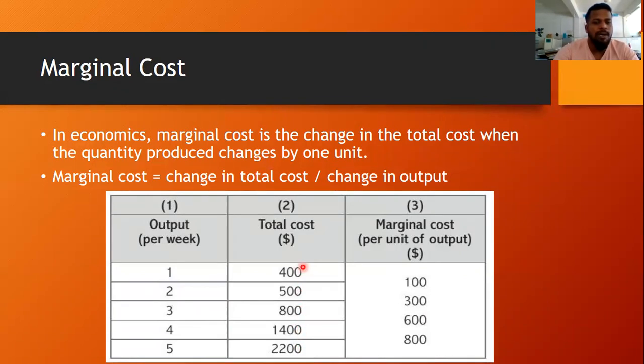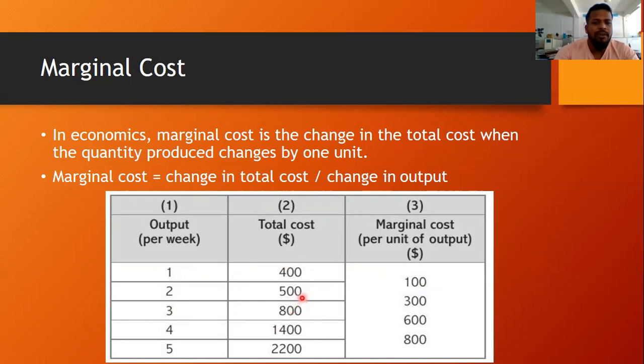This total cost is the sum of fixed cost and variable cost, which we already calculated in previous slides. So now we can say that the change in total cost, 100 units, divided by the change in output, which is just one, so 100 divided by 1 is equal to 100.